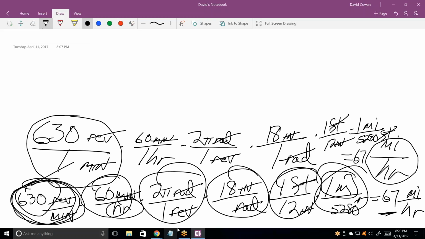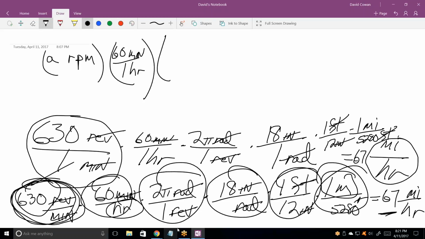The general equation is this. A RPM, that's revolutions per minute, times 60 minutes per 1 hour, that never changes. This never changes, 2 pi radians per 1 revolution. This changes, that's the radius per 1 radian.